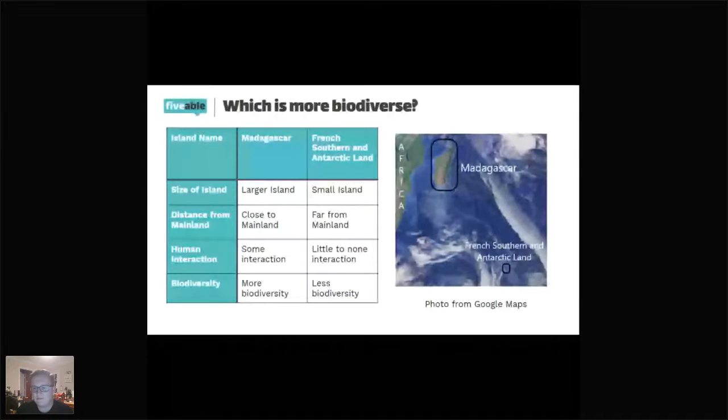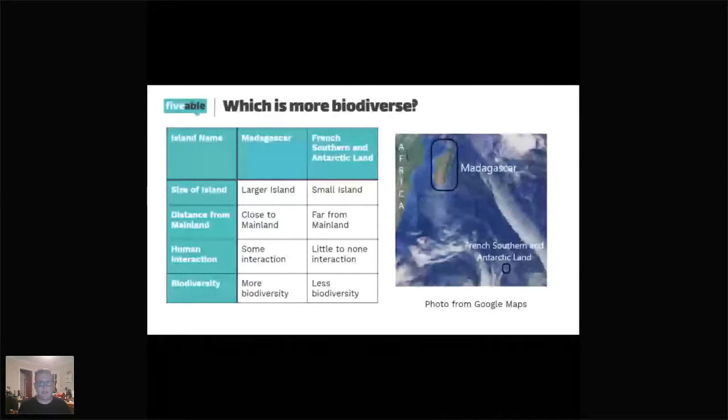This land over here, this island, humans don't really have a big impact here, and you've never really heard of it before, so that's probably a good indication that it doesn't have a large human interaction. So ultimately, we boil down to this: Madagascar larger, more resources, close to the mainland.